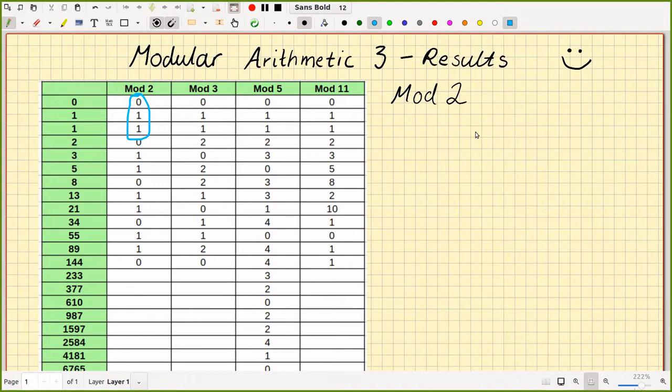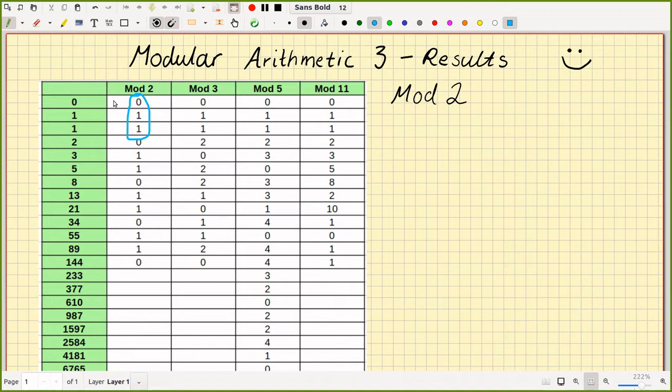Another cool thing that you might have noticed is that every time there's a 0, that means that this number is a multiple of 2. And that's because when a number is a multiple of 2 and you divide it by 2, the remainder is always going to be 0. So 0, 2, 8, 34, and 144 are all multiples of 2, and they all have a remainder of 0.